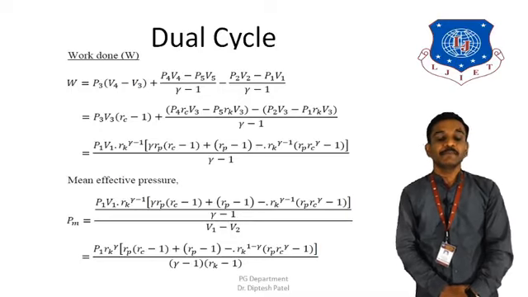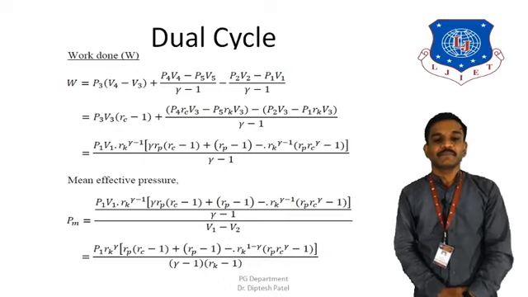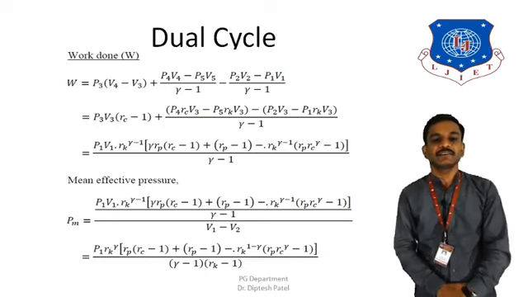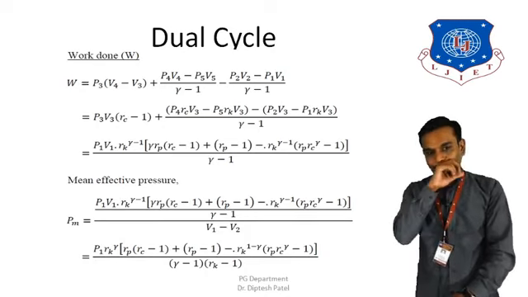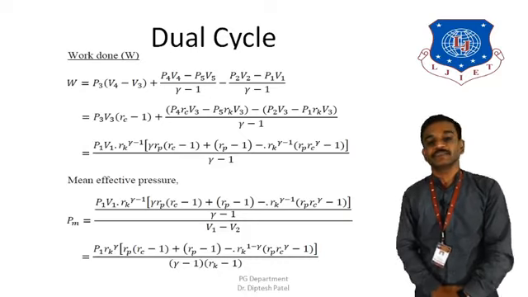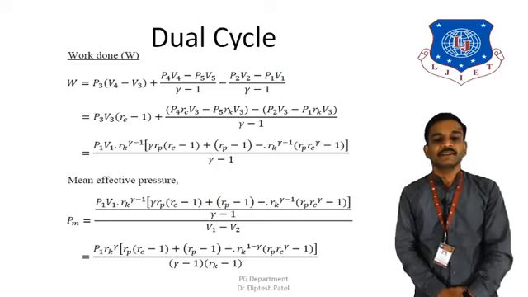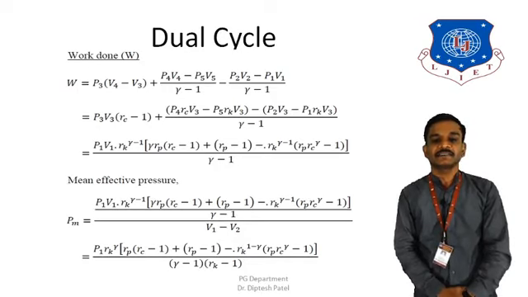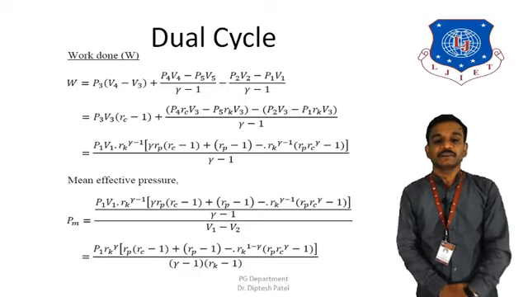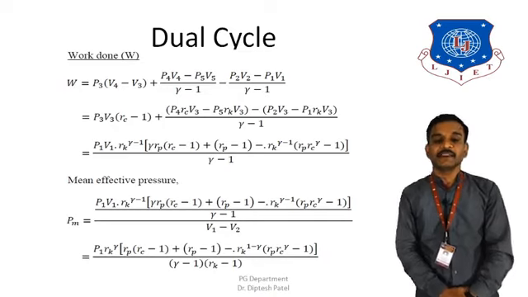Furthermore, let's go through the mean effective pressure as well. To get it, we are going to use the formula with P1 V1 into RK raised to gamma minus 1, because we know that mean effective pressure is equal to work done divided by swept volume. So we put the values of the work done straight into this equation. PM is equal to P1 V1 into RK raised to gamma minus 1 inside the bracket gamma RP RC minus 1 plus RP minus 1 minus RK raised to gamma minus 1 inside the bracket RP RC raised to gamma minus 1, divided by gamma minus 1, and the whole term is again divided by swept volume, that is V1 minus V2.